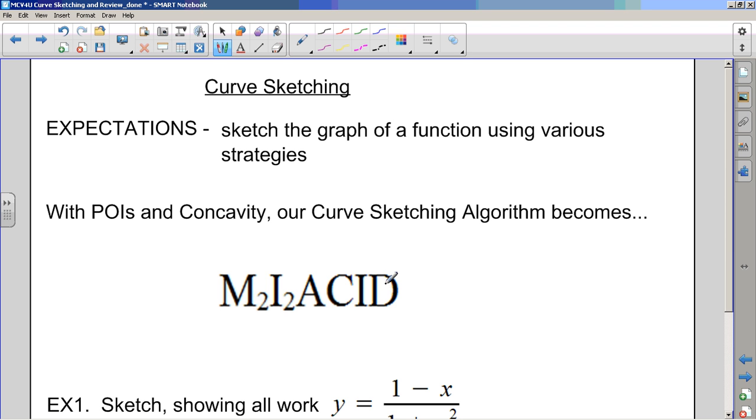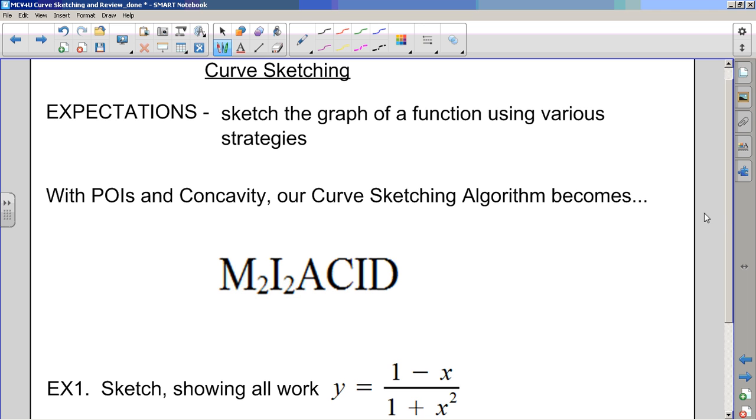The big thing is for you to practice. You don't have to know M2I2 acid. You could use the one from the book. The CEMC courseware has a checklist of, I think, about 17 or 18 things that you should be calculating when you talk about sketches, all the different, even asymptotes. It feels like there's 14 things to do, and that's why I break it down to M2I2 acid, and hopefully we'll remember the M2.